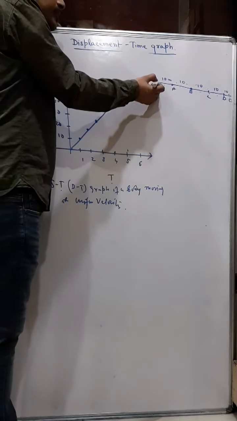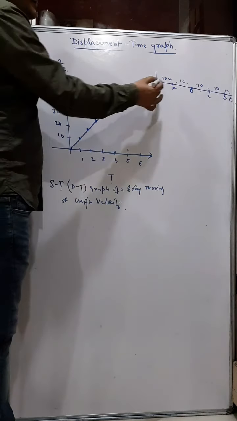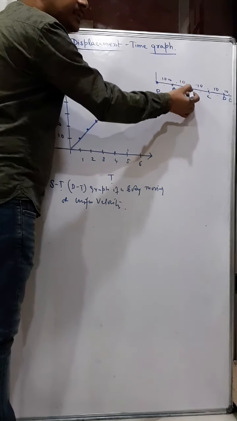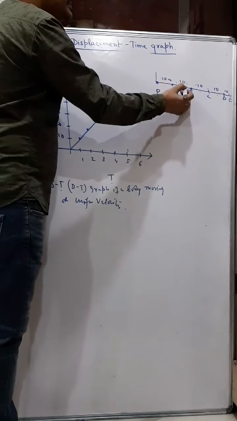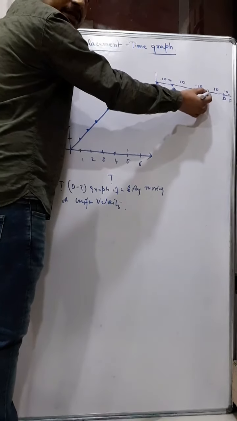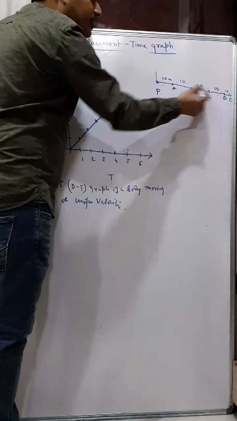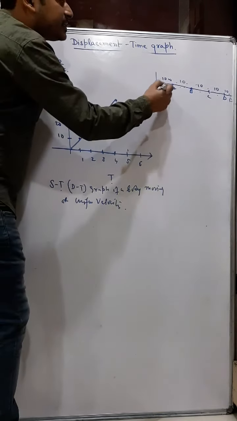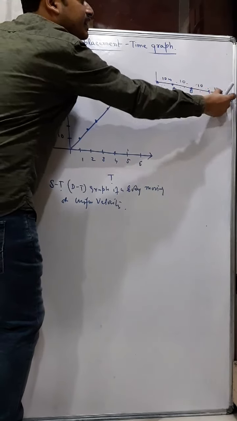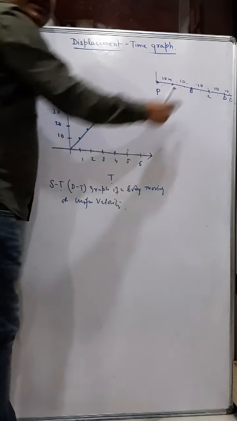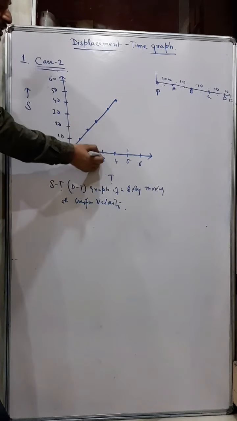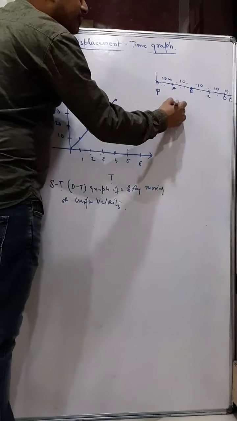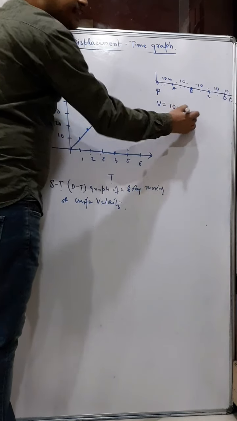Initially the boy was standing at point P. After 1 second it is 10 meters, after 2 seconds it is 20 meters from the initial point, after 3 seconds it is 30 meters, after 4 seconds it is 40, and after 5 seconds it is 50. That means the boy is traveling equal distance in equal intervals of time. After every 1 second the boy travels 10 meters, so we can say the velocity of the body is 10 meters per second.